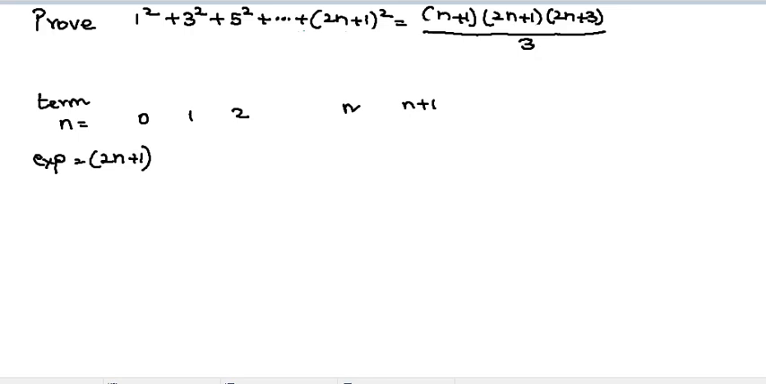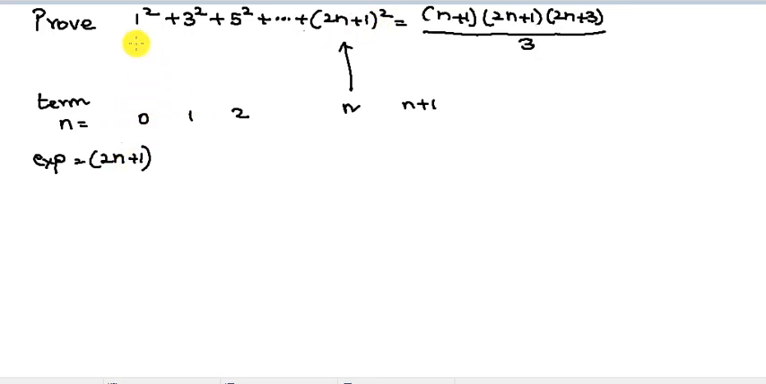We have a problem to solve, and pause the video if you would like and see what the problem we have. 1 squared plus 3 squared plus 5 squared, and it goes on, and the nth term is given like this. Each term actually is expressed as (2n plus 1) squared.